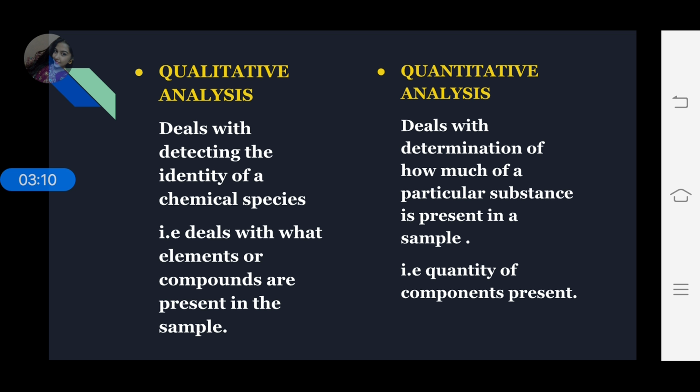And quantitative analysis, the word itself describes you're finding the quantity. Once you know what elements are present by qualitative analysis, then you find that components are present in what quantity. Okay, in a mixture, all the components may be present in more or less quantity. We have to find out that quantity, and if you're performing this kind of practicals, they are included under the quantitative analysis. Okay, that quantity of the components present is determined under quantitative analysis.